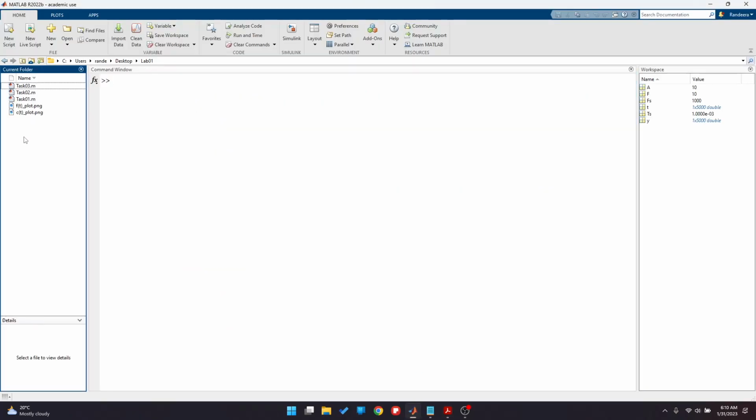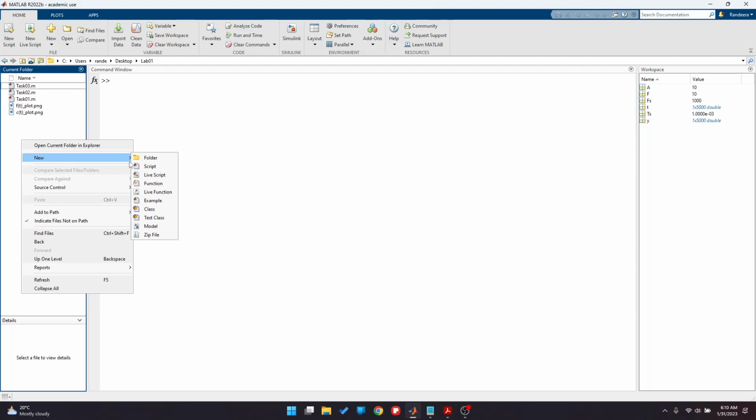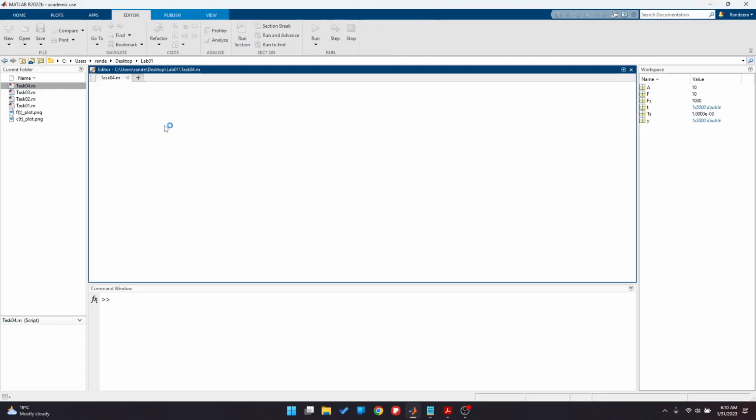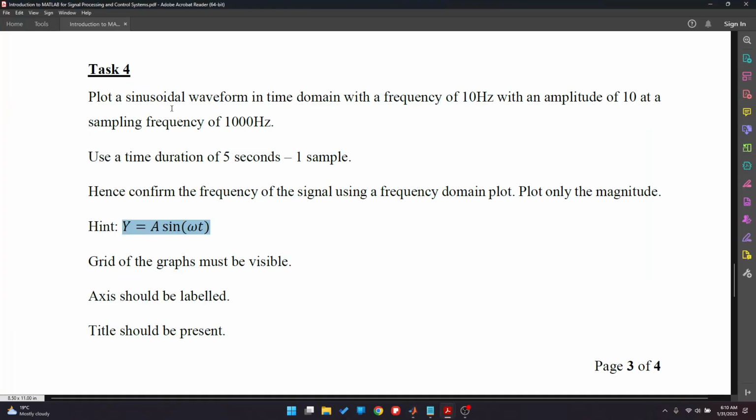I will jump into MATLAB, and in my working directory I will create a new script called task 4. After creating this, I will say clear all, and then we need to define the signal and the specifications of the signal.